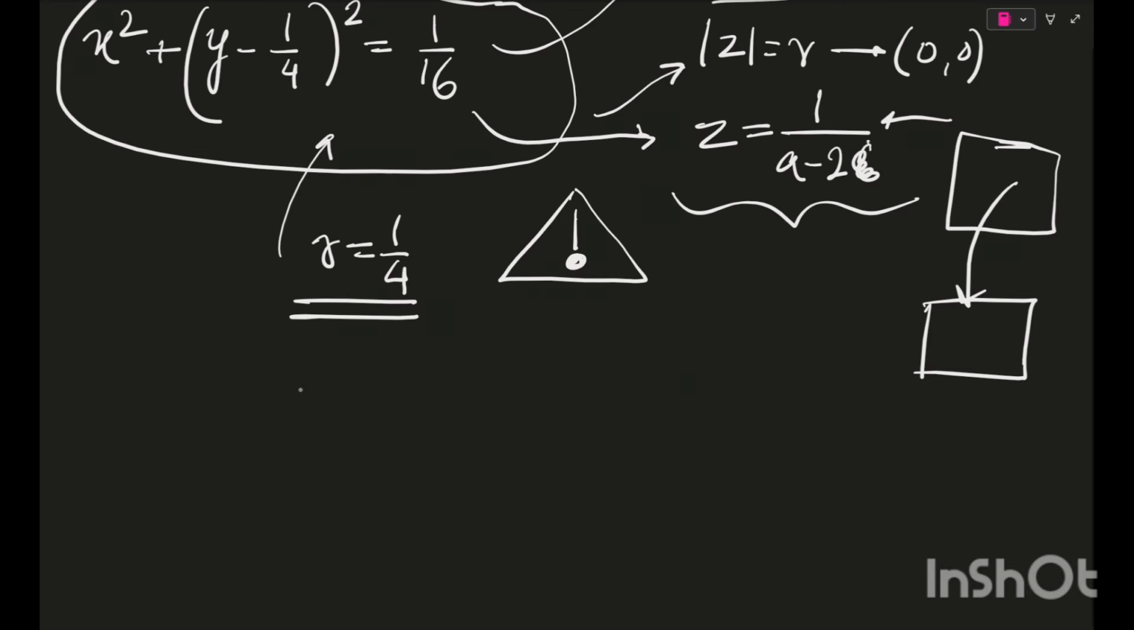Because see, I am doing this sum. The area of a regular n-gon, n-sided polygon, inscribed in a circle of radius r has a formula which is half n r square into sine 2 pi by n.